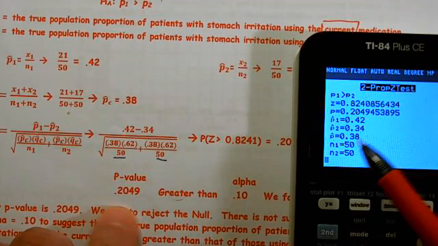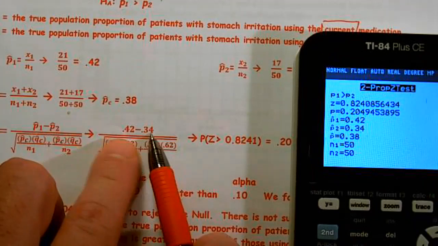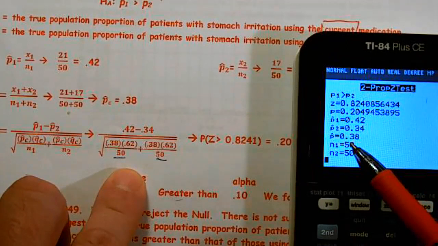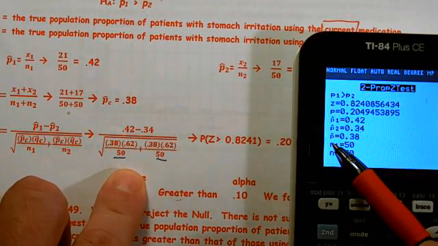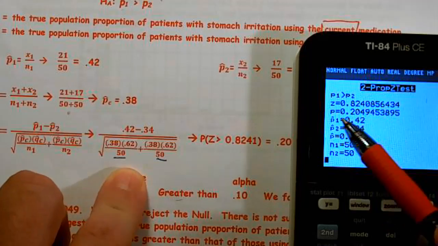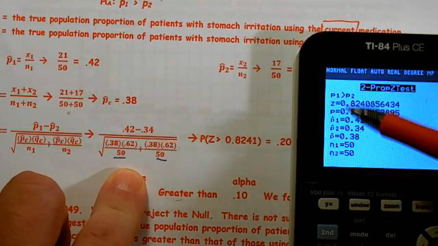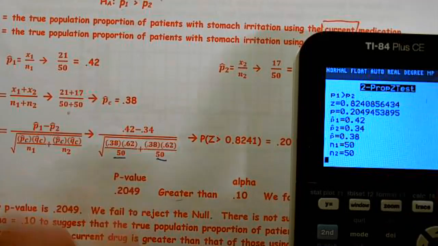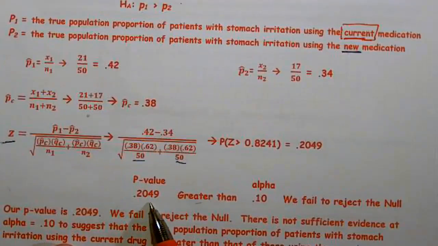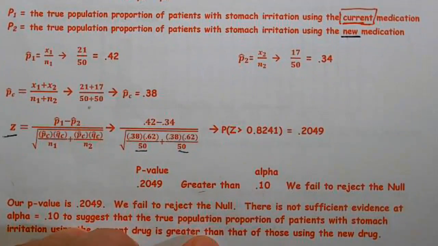Then we have P hat 1 is 0.42, P hat 2 is 0.34, which is exactly what we showed. And then we also have our P pooled or P combined. This is the one that gets people messed up because it doesn't have any labels on it, okay? So please notice it's Z then P. So this is going to be your Z statistic and your P value. Well, that's a fairly high P value at 0.2049. So that's about 20%. Well, that's going to be greater than our alpha level of 10.